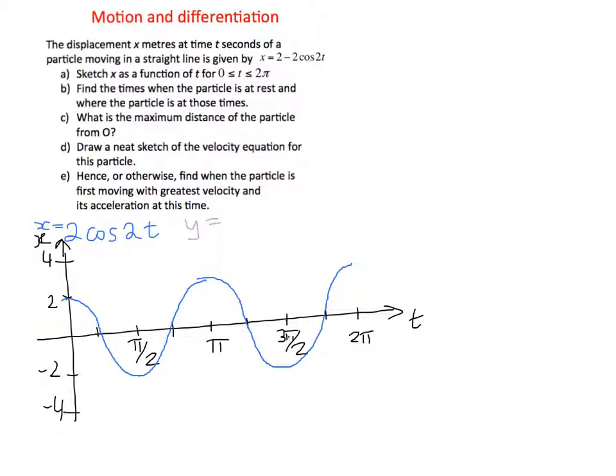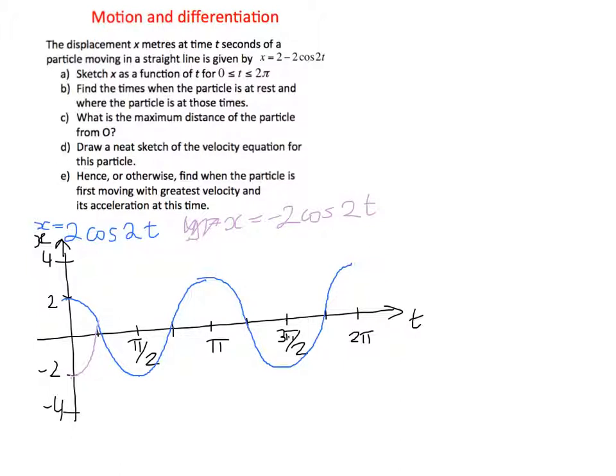But see how the equation that we want is 2 minus 2 cos 2t. So let's draw x equals negative 2 cos 2t. What's the difference between 2 cos 2t and negative 2 cos 2t? Well, it's just going to be flipped about the x-axis. So every value that was originally positive becomes negative, and every value that was negative becomes positive. So we're going to start down here at negative 2.